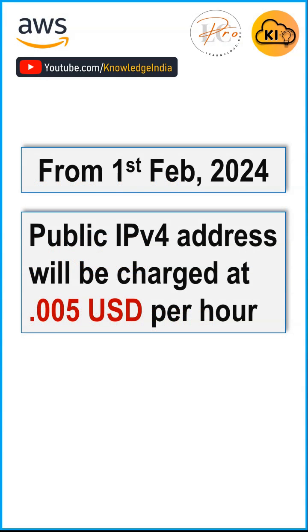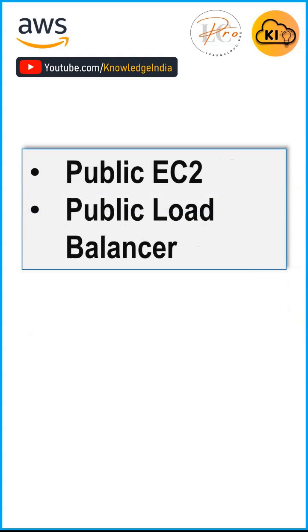It will cost $0.005 per hour to use a public IP version 4 address on AWS. That means an EC2 instance with a public IP or a public load balancer. If the service uses a version 4 public IP address, there will be an additional charge. Going forward, the charges will be the same, be it a version 4 public IP or an Elastic IP.